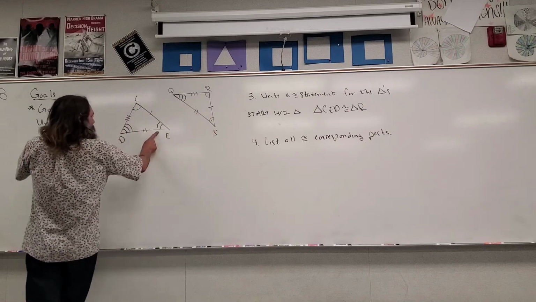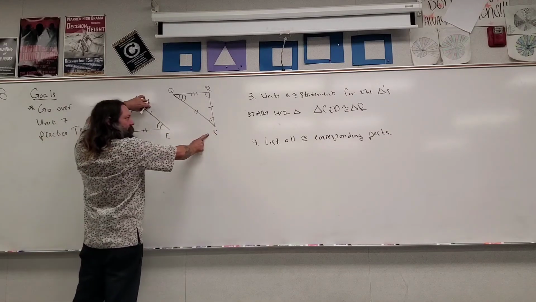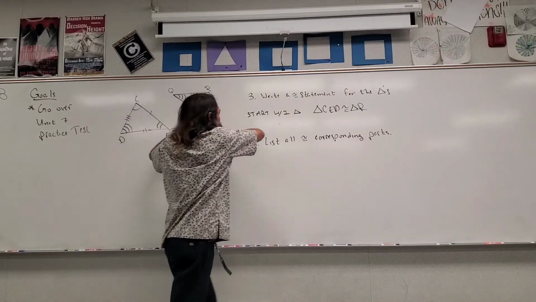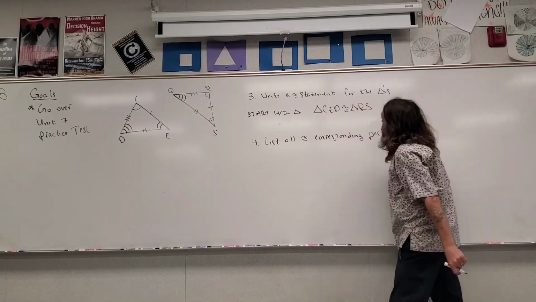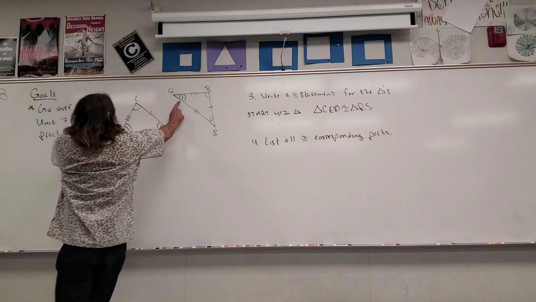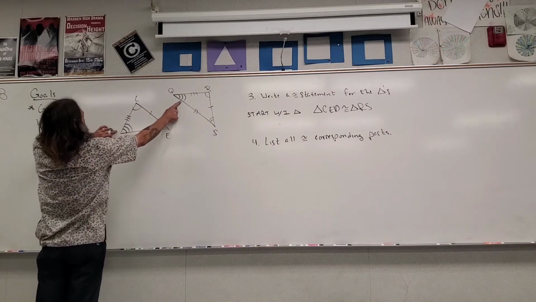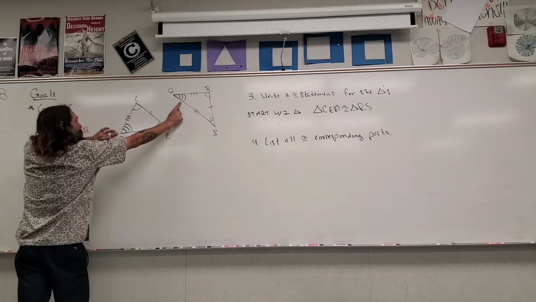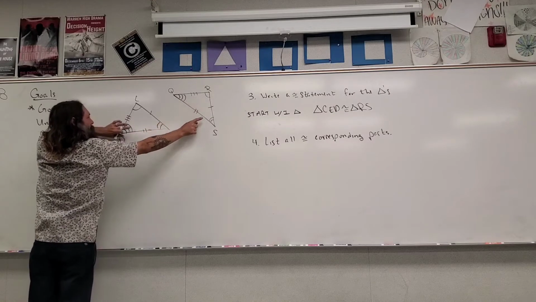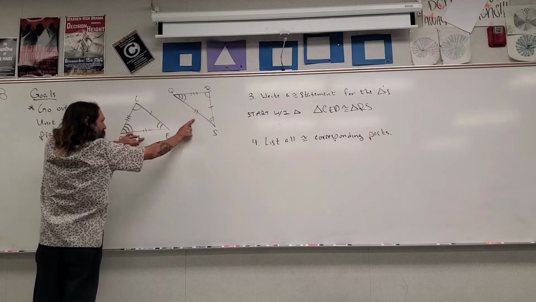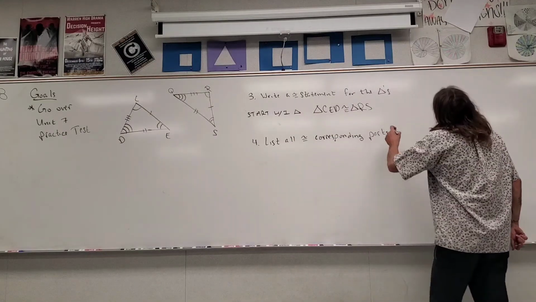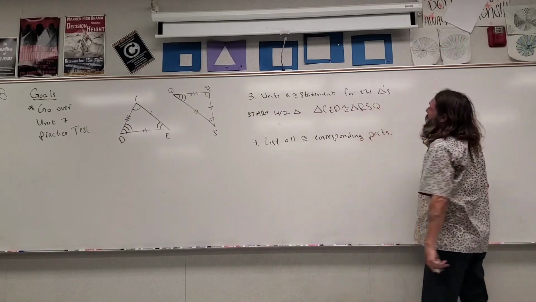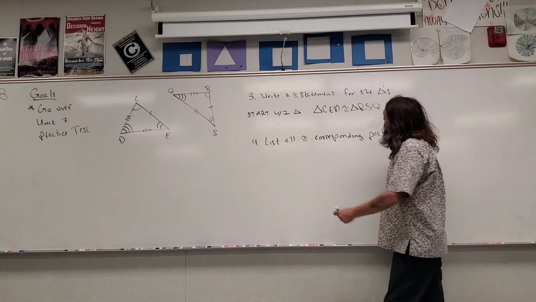E, the one with the 2 marks, is between the 1 and the 2. S is the one with the 2 marks between the 1 and the 2. So E is corresponding to S. And then D, the one with the 3 marks, matches up to the angle with the 3 marks, which is between the side of the 2 marks, the side of the 3 marks. So it's RSQ. This is my congruent statement. This is all I want from problem 3.